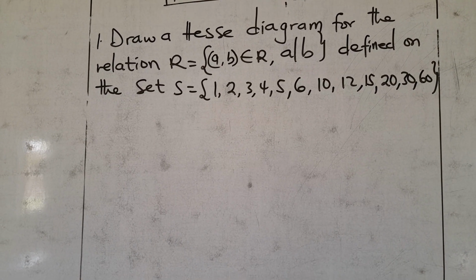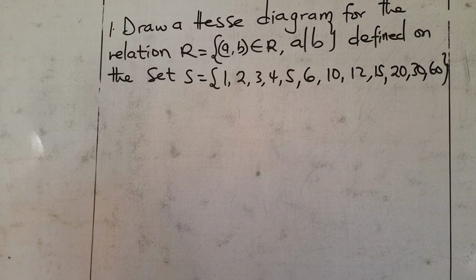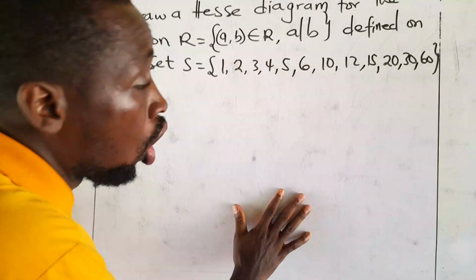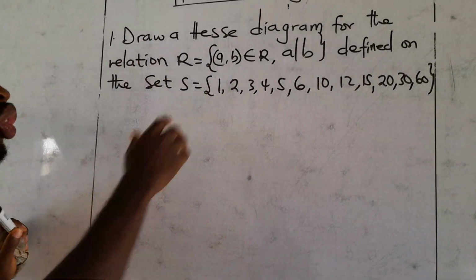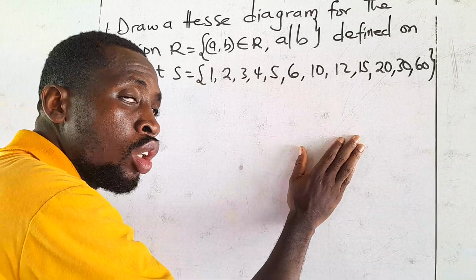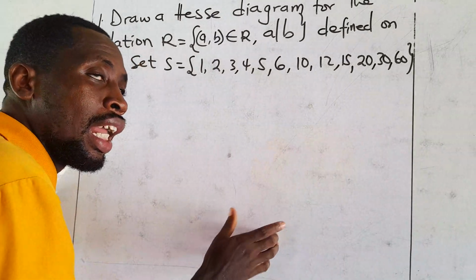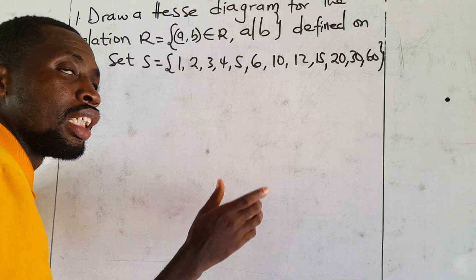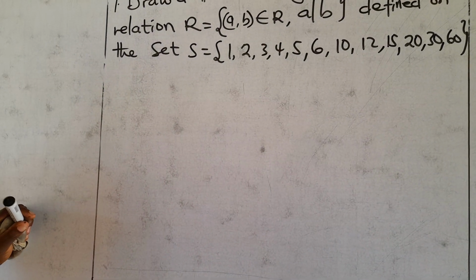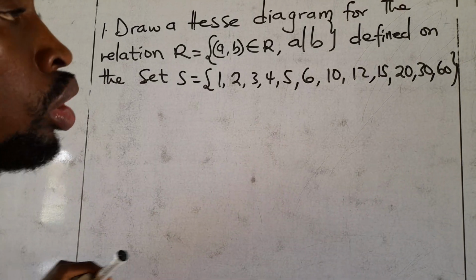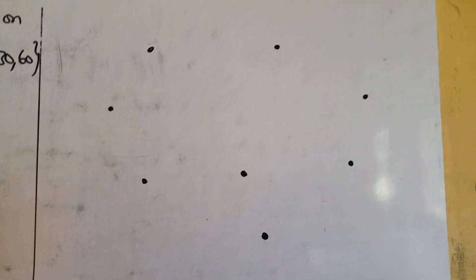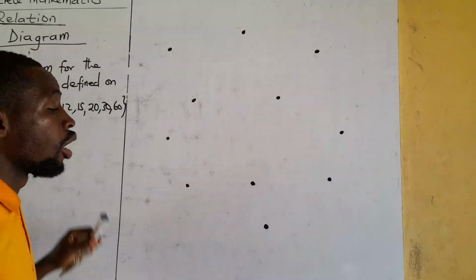So when we say a divides b, that means a is a factor of b. So that means we'll draw what? We'll draw a line from one element of this set to the other with the fact that that element is a factor of the other. So that's what we are going to do. So in drawing it, you have to position your dots like this in order to write the numbers of the set.